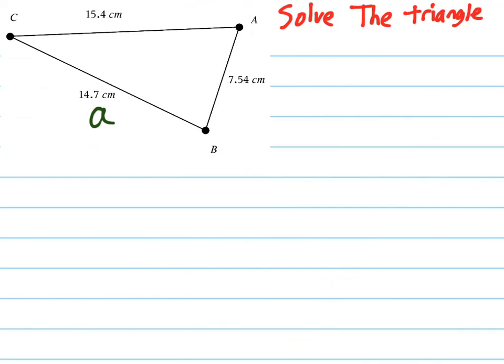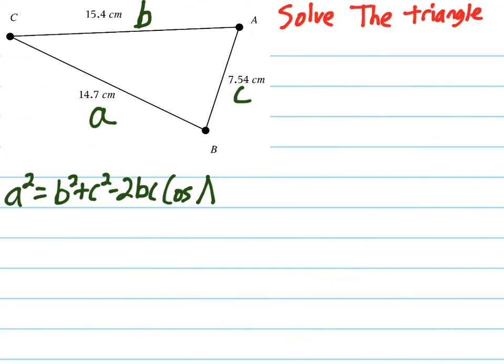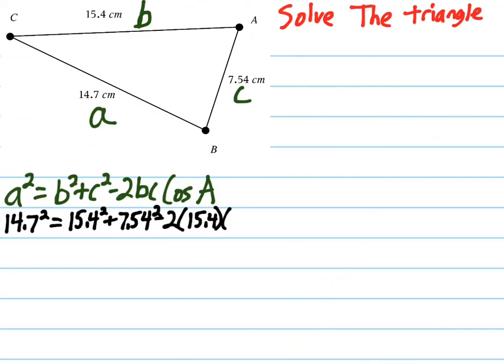Alright, so looking at what we've got, little a, little b, and little c. We've got side, side, side. So we can go find an angle just like we did in the last problem. It doesn't really matter which one you start with. I'll just start with a. So we'll use the formula a squared equals b squared plus c squared minus 2bc cosine of big A. Plug in all our numbers. So 14.7 squared equals 15.4 squared plus 7.54 squared minus 2 times 15.4 times 7.54 cosine of A.